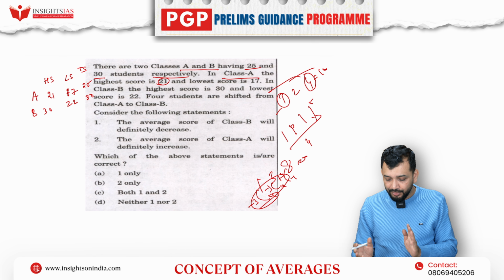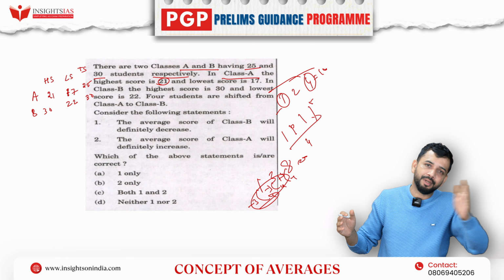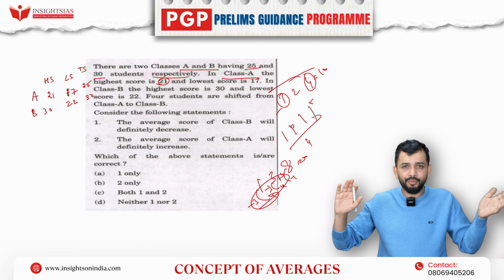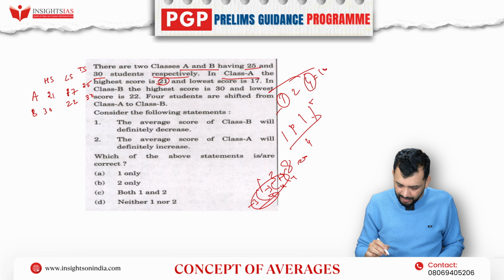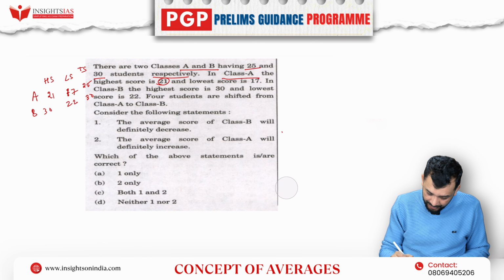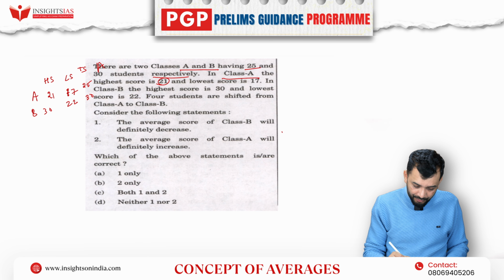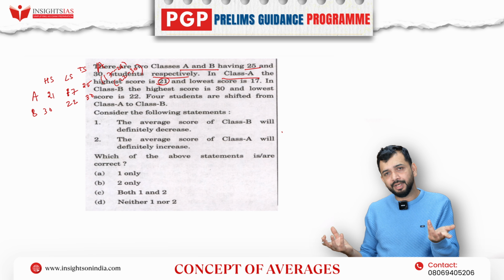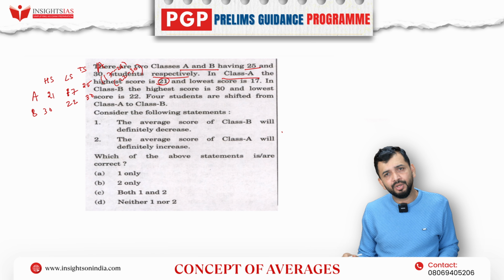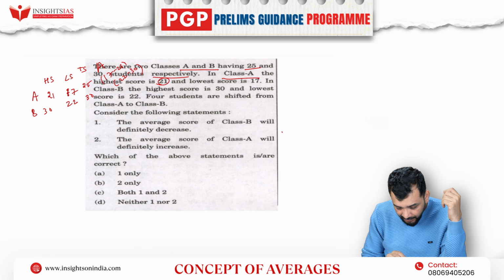That happens when the sum of deviations above the average balances the sum of deviations below the average. So the average has to lie between the lowest and highest number. In class A, the average will be somewhere between 17 and 21. In class B, it will be between 22 and 30. Anywhere in between, depending upon which kind of students are more.